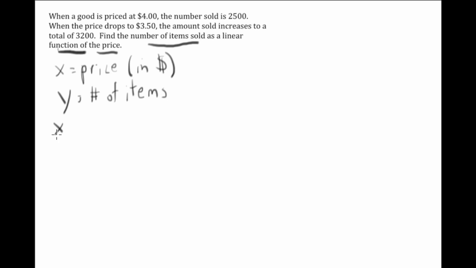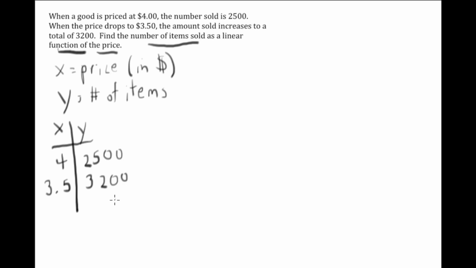Okay, once we have that, the next thing we need to do is find our 2 points. 2 points define a line. I'll arrange those points in a table. Our first sentence tells us when the price is 4, the number of items sold is 2,500. And then the second sentence says 3.5 results in 3,200 items sold.